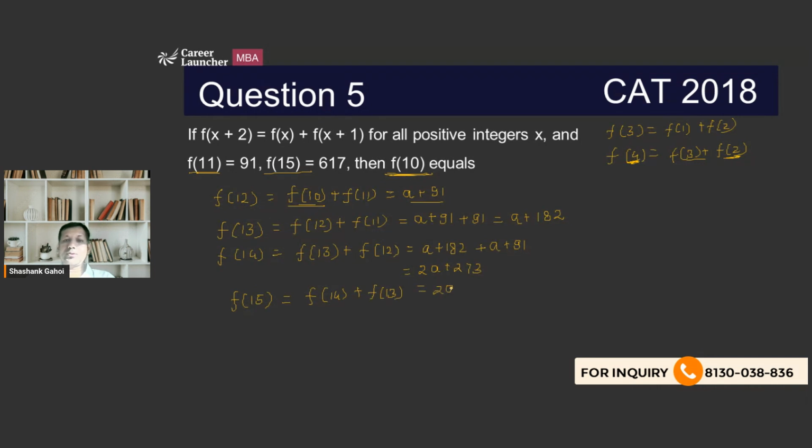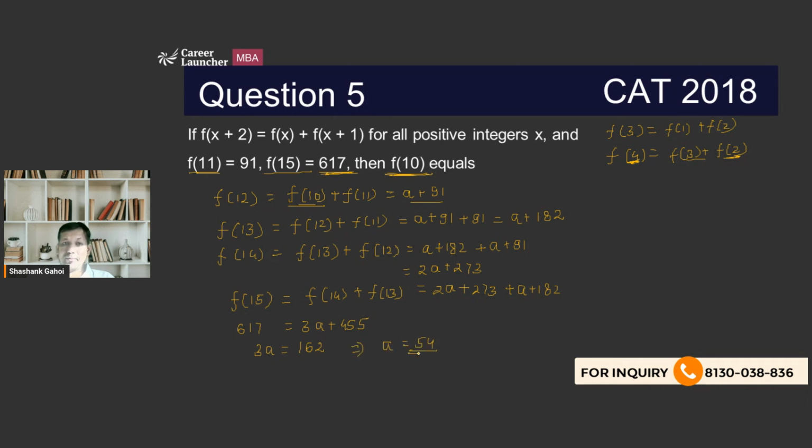F14 is 2A plus 273. F13 is A plus 182. So this is equal to 3A plus 455. And this value in reality is given to us, that is 617. So 3A comes out to be 162. So from here I can say that A comes out to be 54.